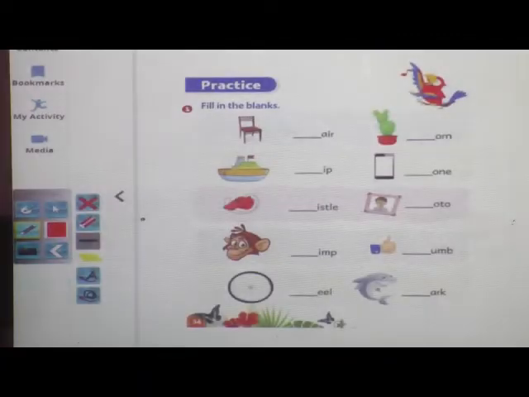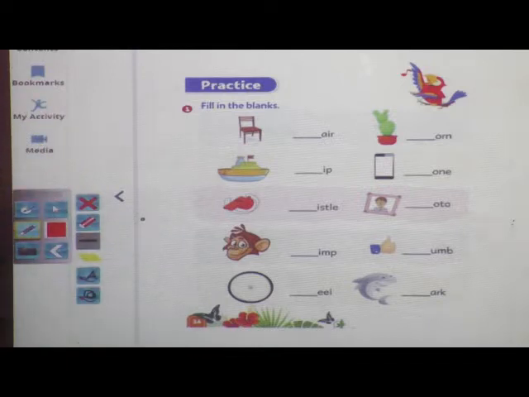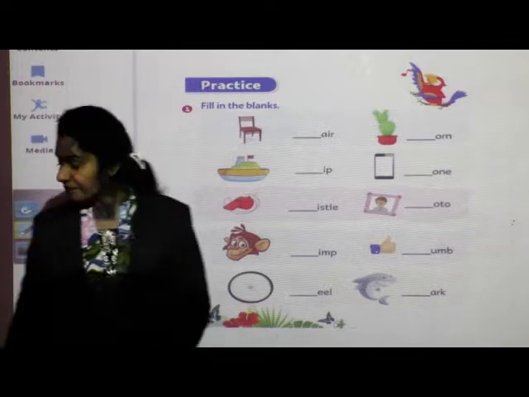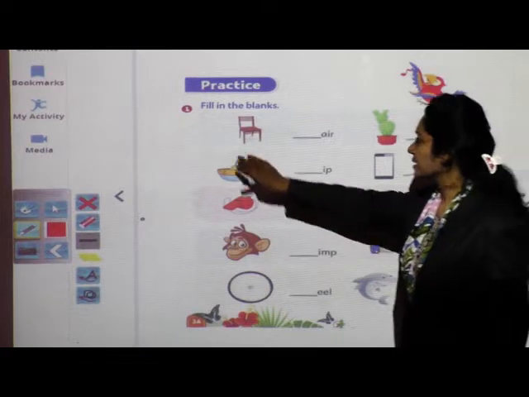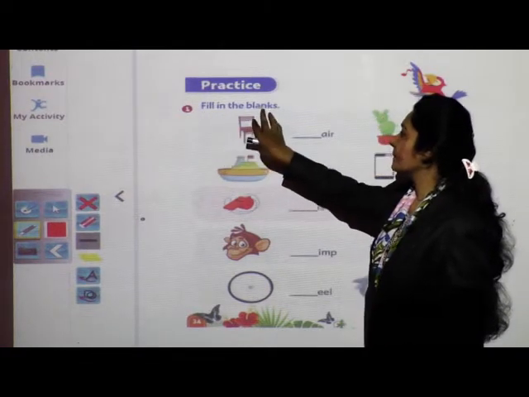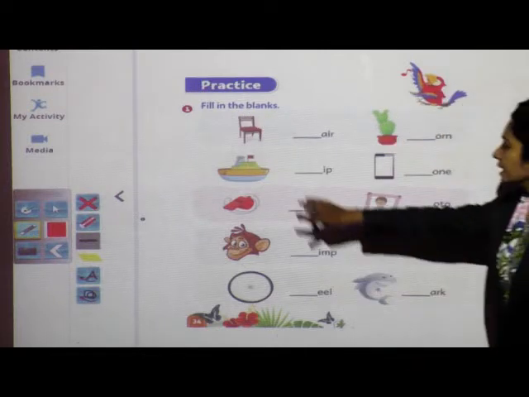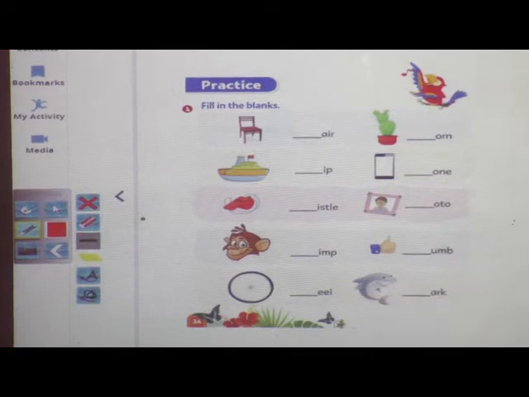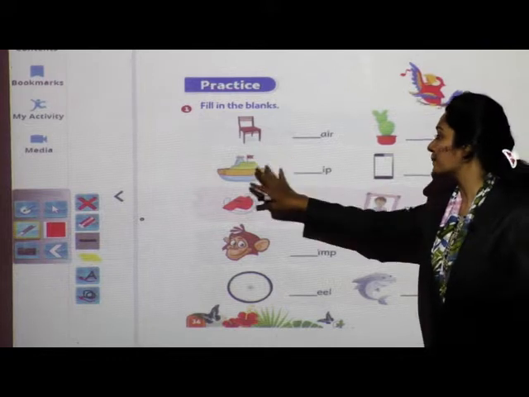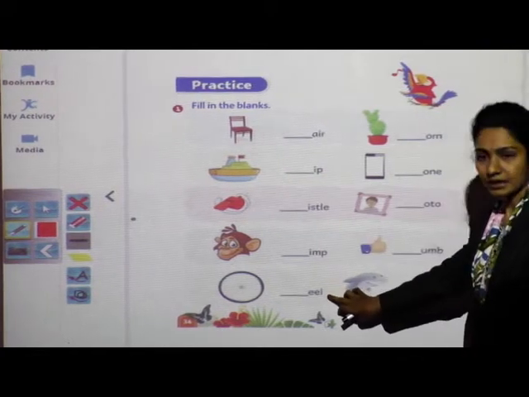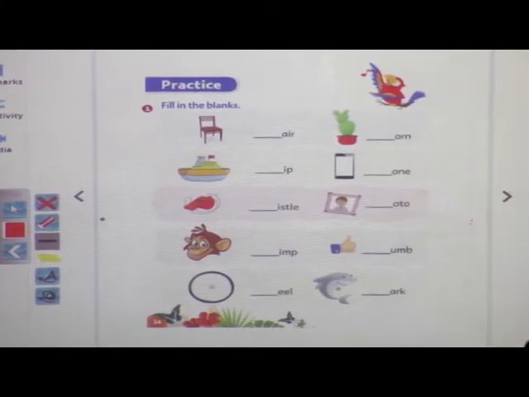So children, I hope you have opened page number 34. Take your pencil, sharpen your pencil. Okay. Now if you will see, here one practice sheet is there. In this practice sheet, what is this? Fill in the blanks. If you will see, children, here some pictures have been given, and in front of these pictures, these are the words. But in the beginning they have given some blank space.